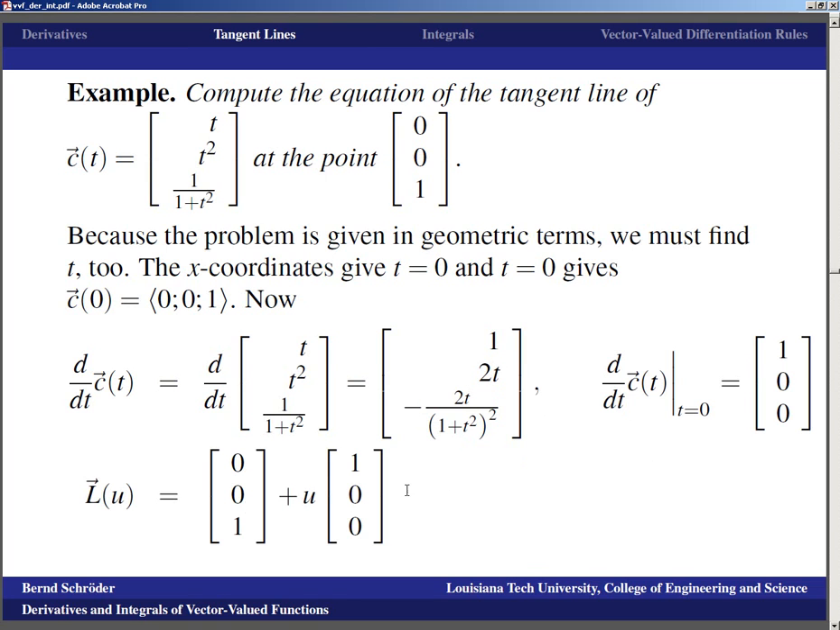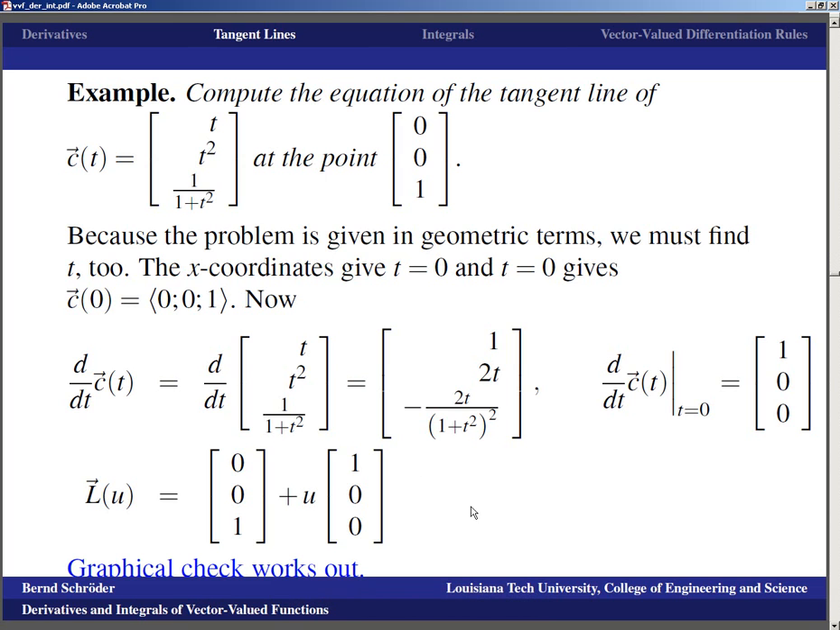And so that means that the tangent line is the point at which we compute the tangent line, (0, 0, 1), plus parameter u. I wanted to call it u instead of t, just to express explicitly that this is a geometric parameter, whereas t is very often a time parameter, plus u times the velocity vector, which is (1, 0, 0), that is c prime of 0.